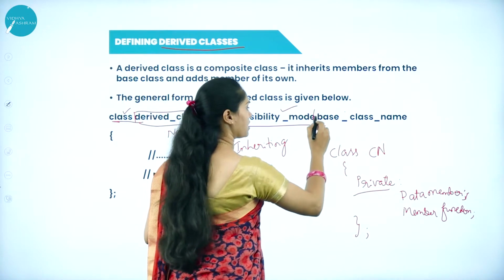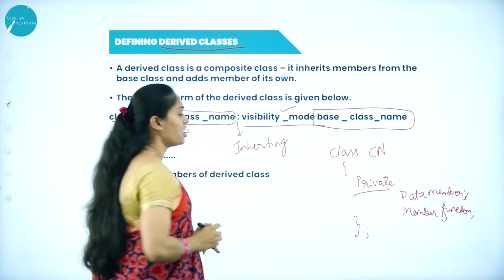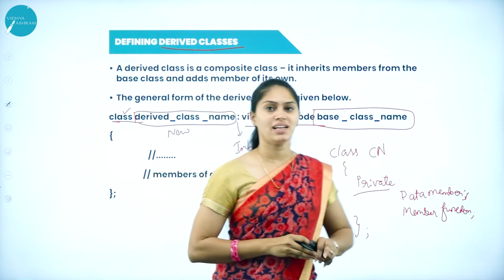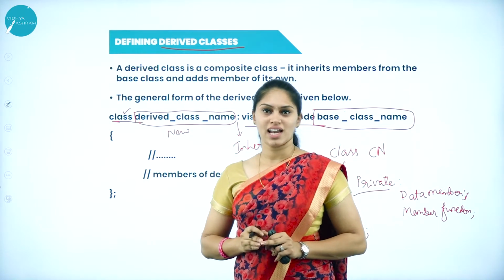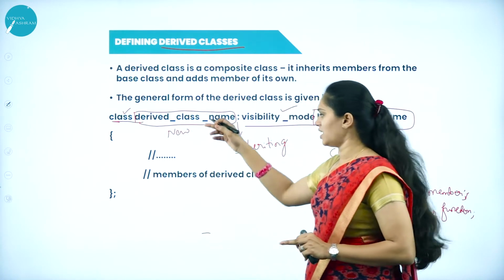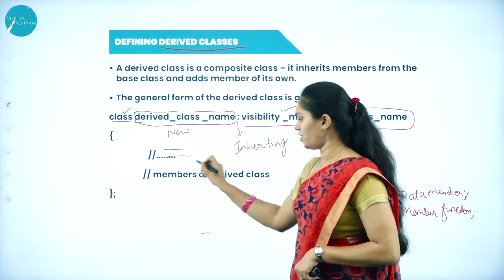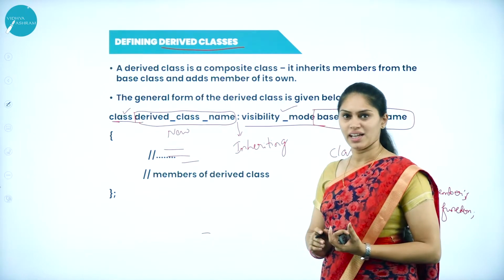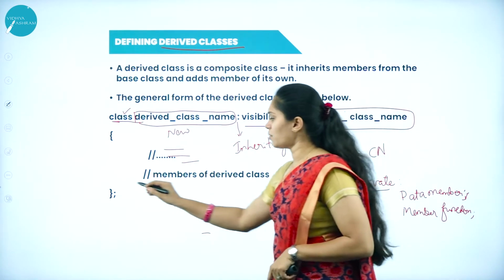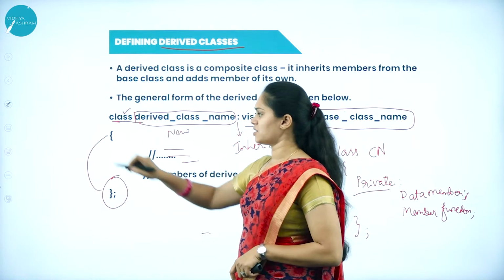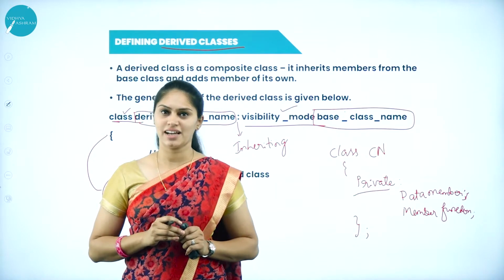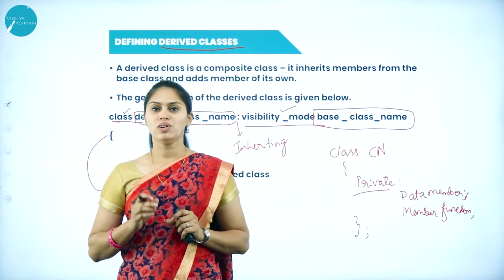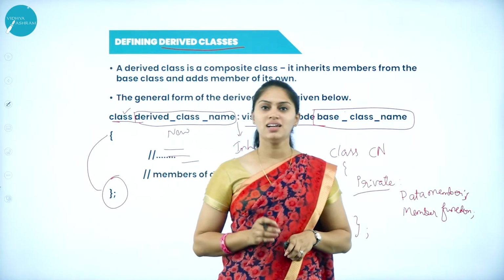Then I must take the base class name. That means from which base class I am inheriting the features to my new class, that is, the derived class. This derived class can also have its own features or own properties and behaviors. Then, what am I going to do at last? I am going to close the derived class declaration. So this is how you are supposed to take the derived class.